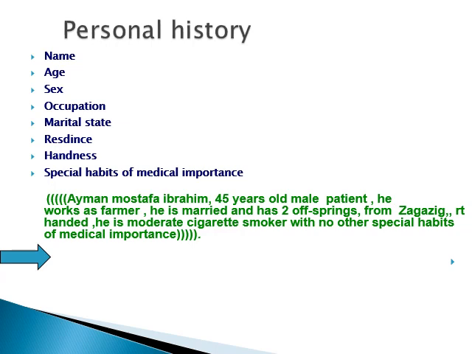After I take this data, I should write it in one sentence. For example, imagine a patient: Ayman Mustafa Ibrahim, 45 years old, male, works as a farmer, married with two offspring, from Zagazig, right-handed, a moderate cigarette smoker, with no other special habits of medical importance. Like that, personal history will be written in one sentence.